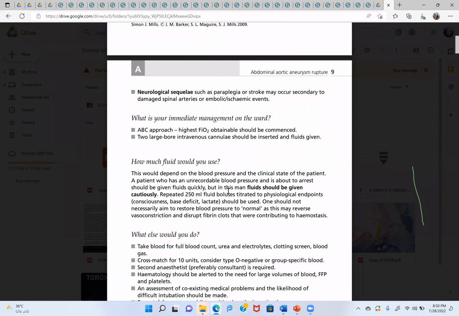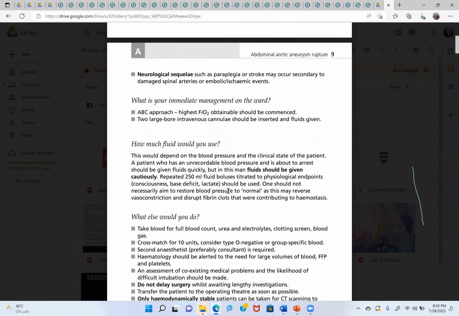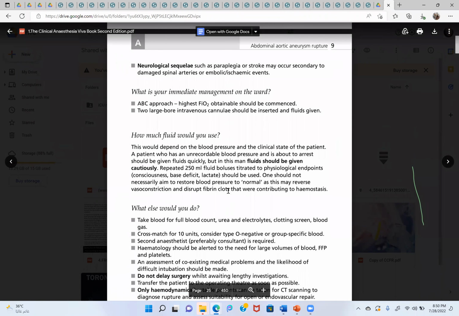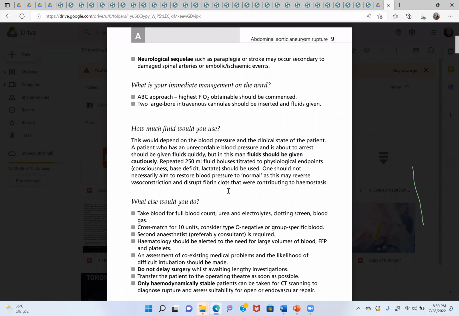So how will you target it to start with? Your approach will be airway, breathing, circulation. You will try to increase the FiO2 and you will take large bore IV cannulas. In emergency, you will not try for CVP. In emergencies, you will be targeting 14 gauge or even a vascular sheath. Okay.